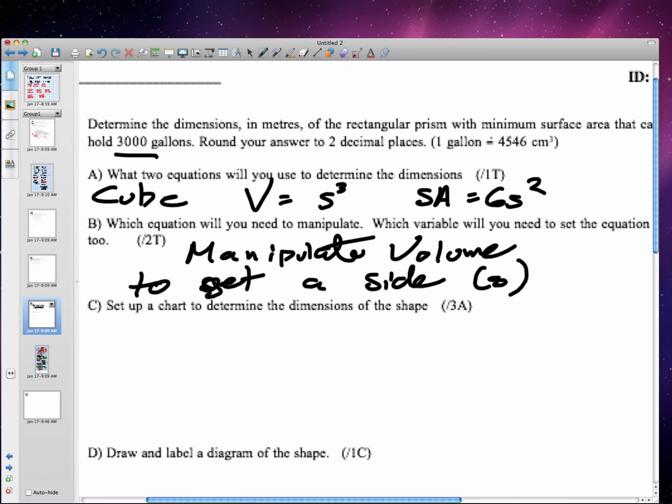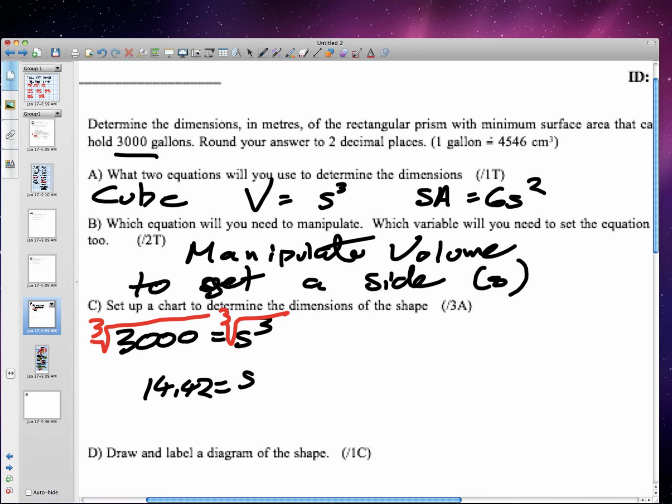So the volume is 3,000 gallons, which means our V is 3,000 is equal to S cubed. How do I solve for S? How do I isolate S? The cubed root. So we did this with our exponents. The cubed root will be the fastest way to solve this. So, cubed root of 3,000, sorry. 14.42. So that is the measurement of a side.